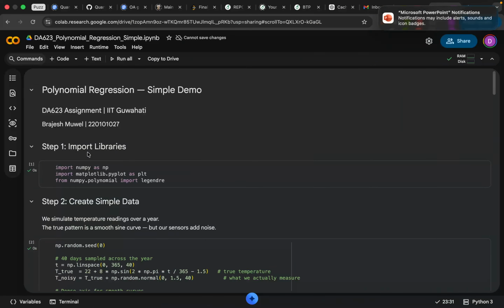So here is the fitting function. I pass in the data and degree k. NumPy's polynomial polyfit solves the least squares problem internally and returns the best fit coefficients as a callable polynomial.